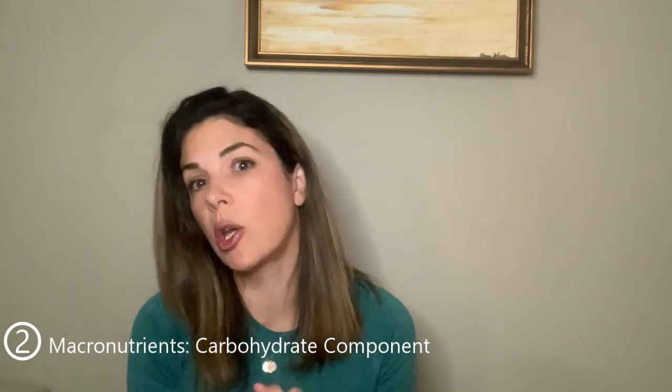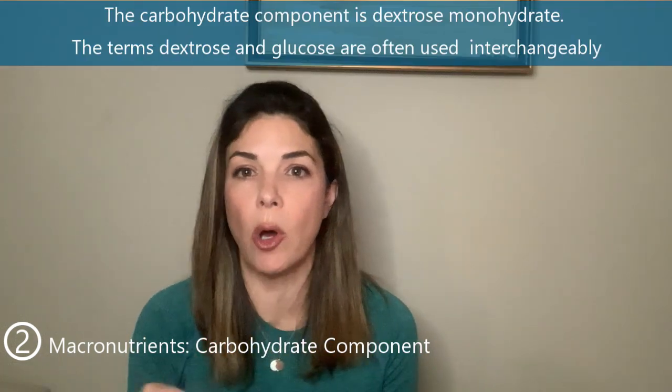Number 2, now let's talk about the macronutrients part of the TPN. And when we say macronutrients, we mean sugar, fat, and protein. So number 2 is us going over how to write for the carbohydrate component of TPN. So the carbohydrate component of TPN is given as dextrose monohydrate.